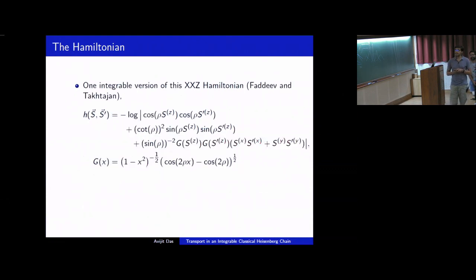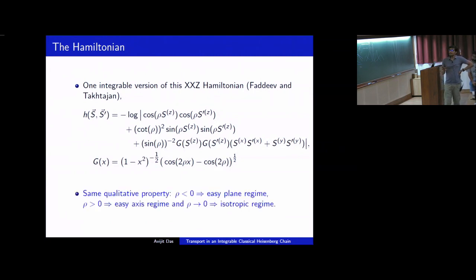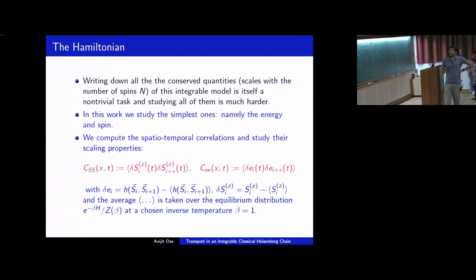So we take an integrable version of this. This Hamiltonian looks terrible, but somehow it is integrable, and all the conserved quantities are known. So we do a simulation, and what happens? We study these two quantities, energy and spin.